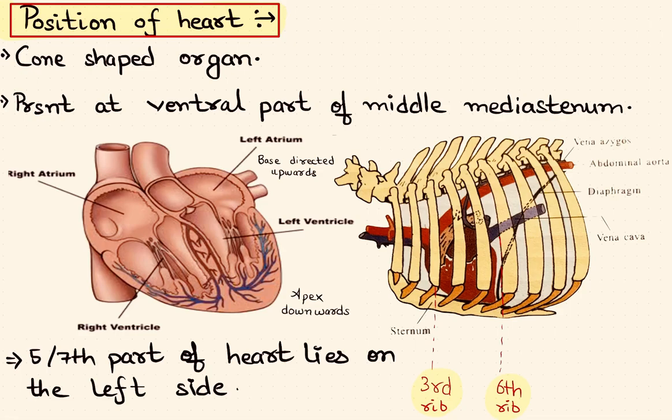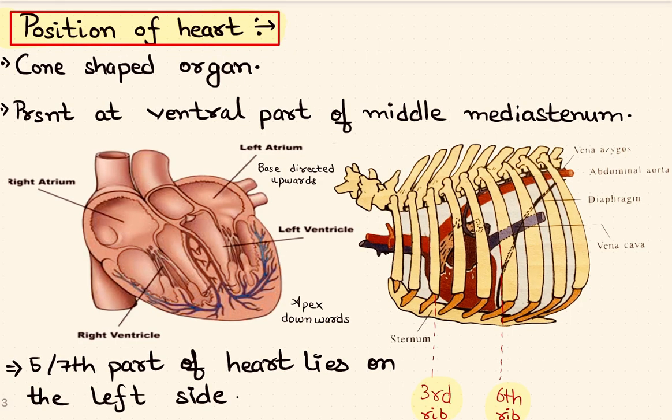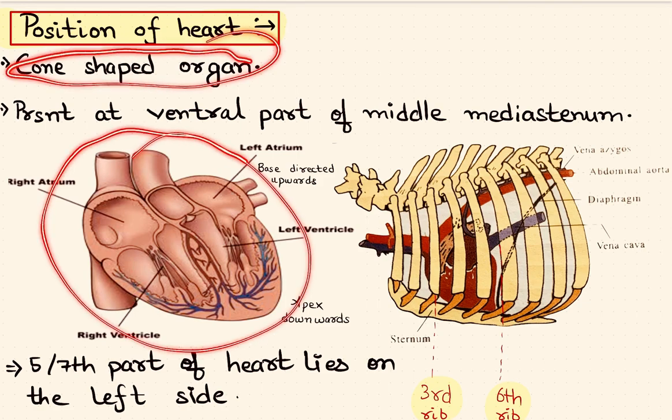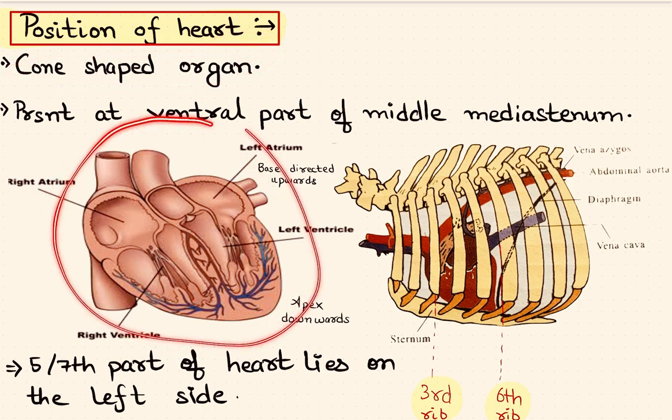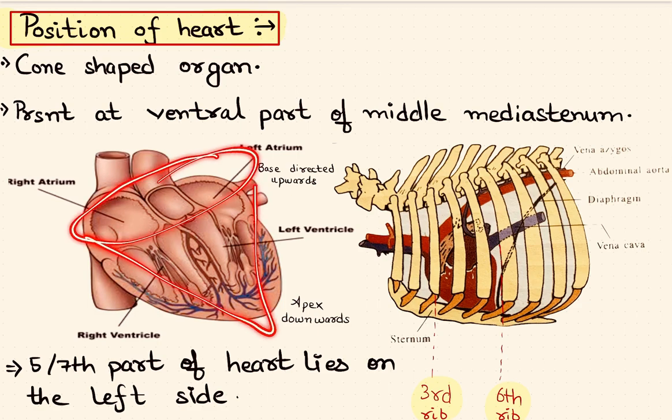Hello everyone. In this video lecture we are going to study the position of the heart, where the heart is located in an animal. As we all know, the heart is a cone shaped organ. If you can see in this diagram which I am marking here with the laser, its shape is like a cone, isn't it?